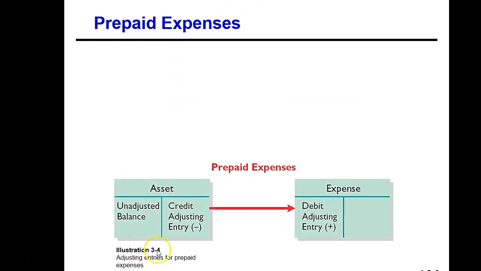So initially, the prepaid expense is recorded into an asset account. But at the end of the accounting period, we're going to make an adjustment. We're going to show what portion has been used up. And at that time, we're going to credit the asset account for the amount that's been used and also recognize an expense. Let's get into it.